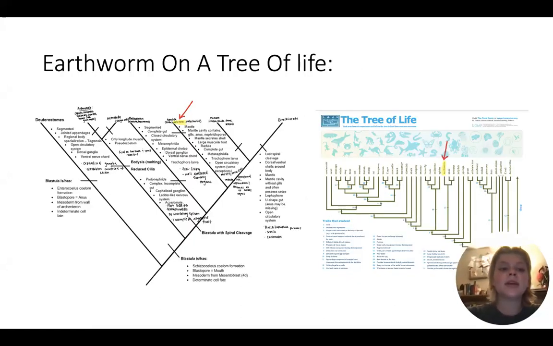So this is what the earthworm looks like on a tree of life. First, I put the cladogram so you can see where it is, its ancestors, and its shared traits. And then I put it also on this tree of life that I found online, which is cited at the end, so you can see where it is in relation to other organisms.